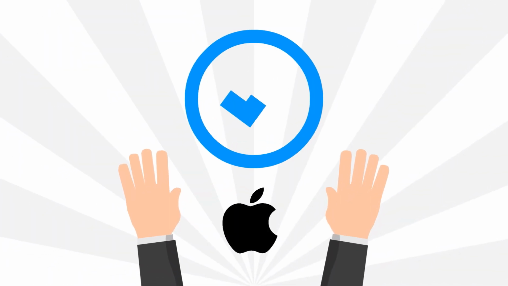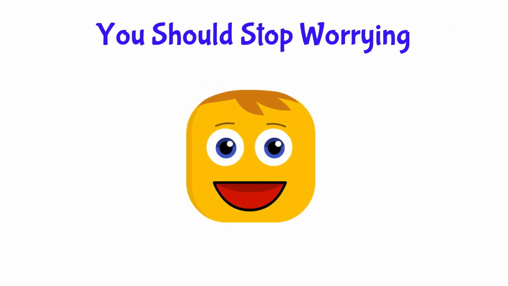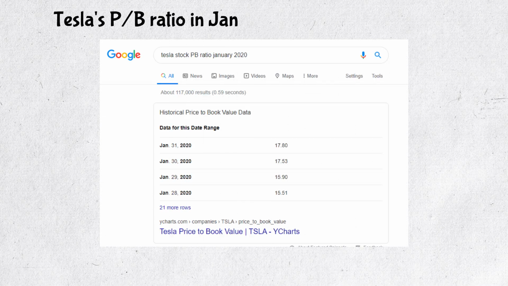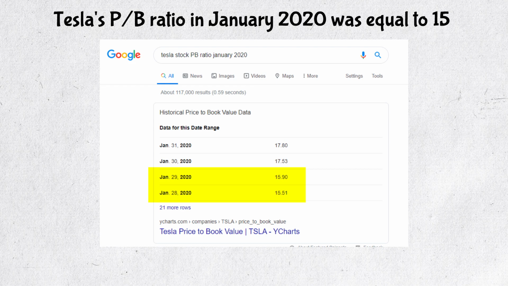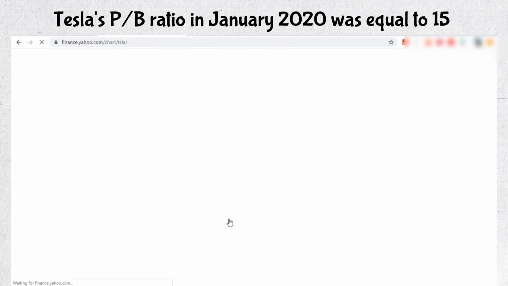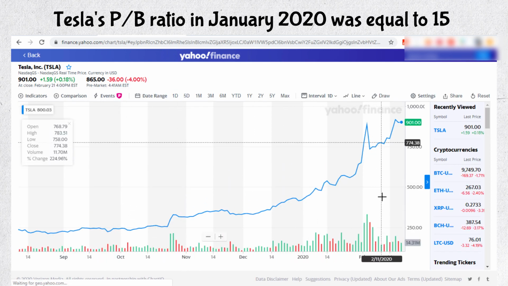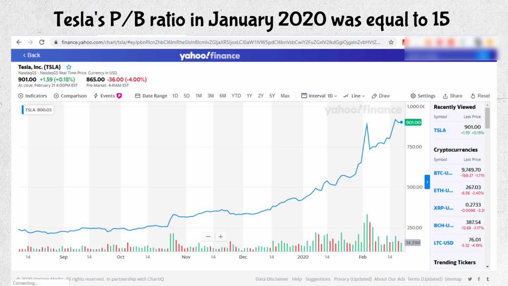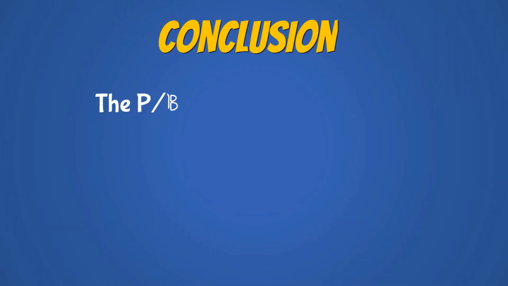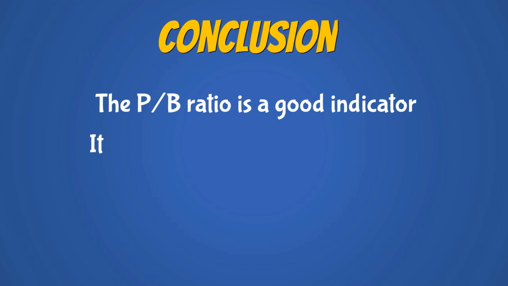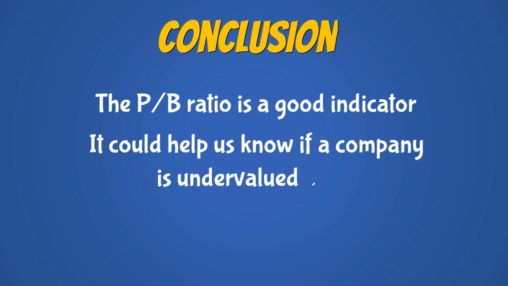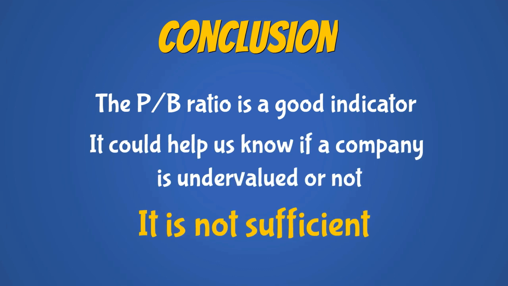And this might be the case with Apple, which is why you should stop worrying. For example, Tesla's PB ratio in January 2020 was equal to 15, and the price of shares was growing exponentially because investors thought that Tesla had great potential. So, to conclude, the PB ratio is a good indicator and could help us know if a company is undervalued or not. But it is not sufficient, and we have to consider some other factors.